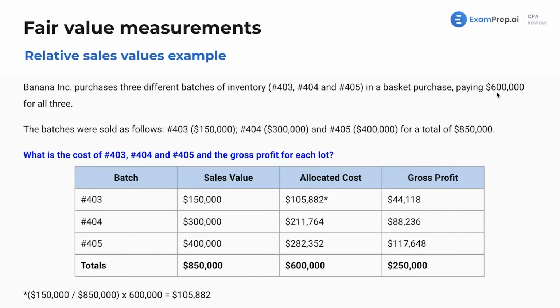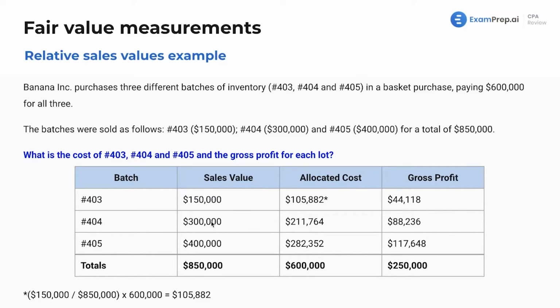Well, we don't know individually how much each batch cost. We do know how much they sold for. So it's just percentage, right? Just percentage. We've seen this sort of process before. So we get a percentage, right? And that's going to get us to our allocated cost for each of these.